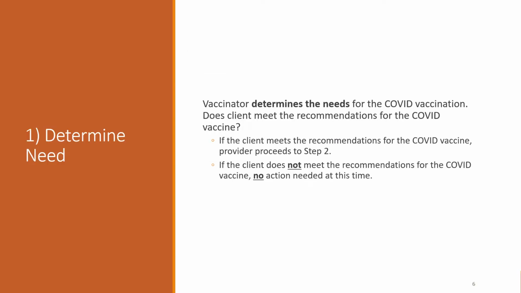Step 1, the vaccinator determines the need for the COVID vaccine. Question: does the client meet the recommendations for the COVID vaccine? If they do meet the recommendations, you can proceed to step 2. If they do not meet recommendations, then you stop and there's no action needed at this time.